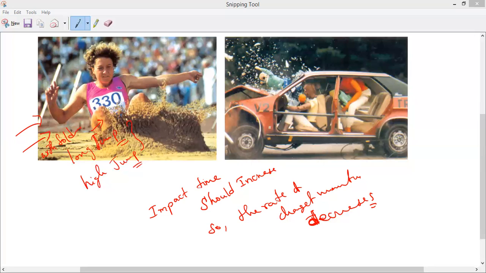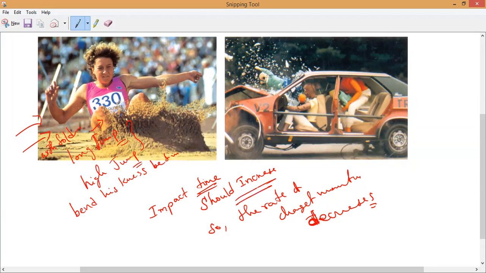But in Reddy's case, what is happening? He bends his knees before landing. Why does he bend his knees before landing? So that you can reduce the impact, understanding, the impact time will increase.